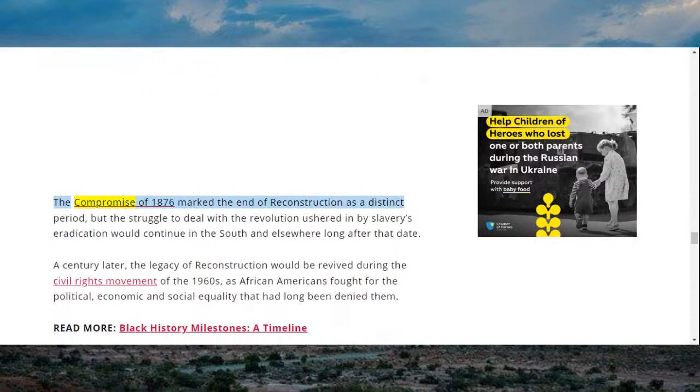The Compromise of 1876 marked the end of Reconstruction as a distinct period, but the struggle to deal with the revolution ushered in by slavery's eradication would continue in the South and elsewhere long after that date. A century later, the legacy of Reconstruction would be revived during the civil rights movement of the 1960s as African Americans fought for political, economic, and social equality.